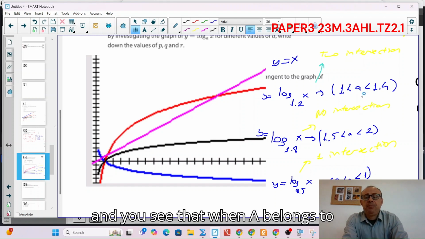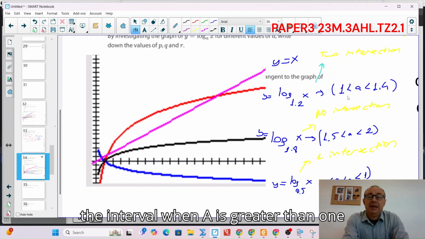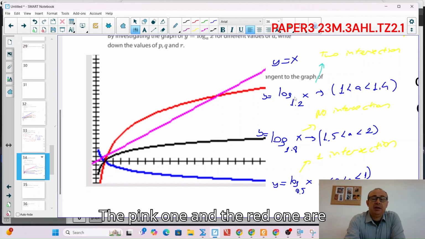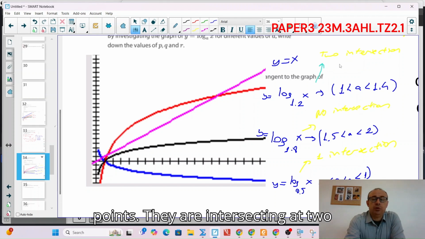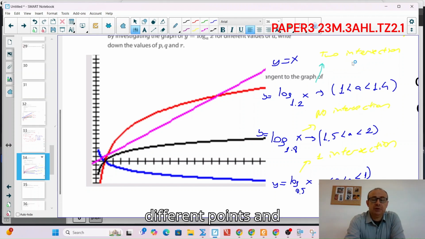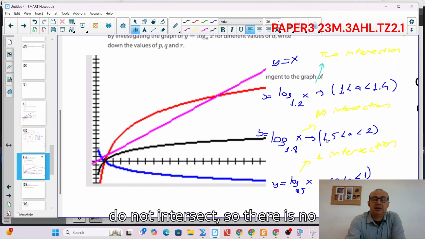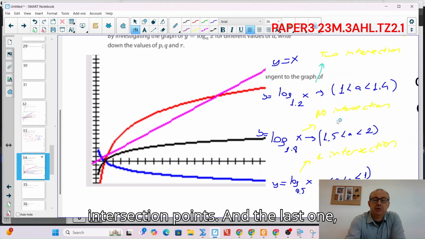And you see that when a belongs to the interval where a is greater than 1 and less than 1.4, the pink one is y equals x. The pink one and the red one are intersecting at two different points. And when a is greater than 1.5 and a is less than 2, the black function and the pink function do not intersect, so there are no intersection points.